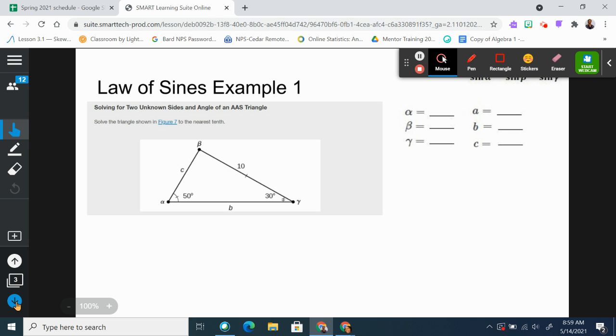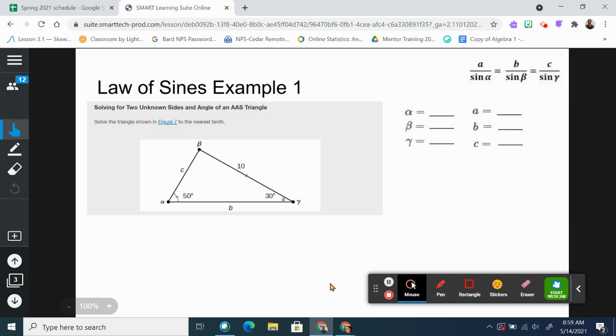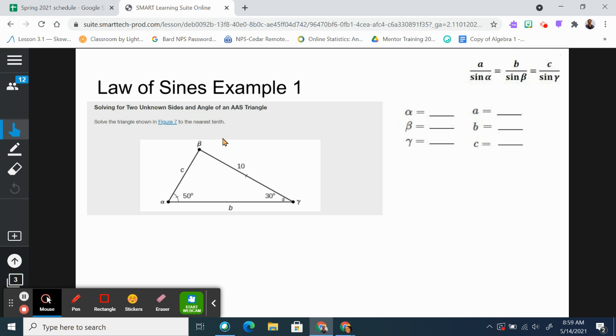What we're going to do in this example is solve for two unknown sides and an angle. It's saying an angle-side triangle, but the truth is it doesn't really matter what type of triangle we're dealing with. I like to think of approaching this as a Sudoku puzzle. So we're given some information, and our goal is to make sure that we have all angles and all sides in the end. So whenever you see solve, and here they're telling us exactly what to solve for.